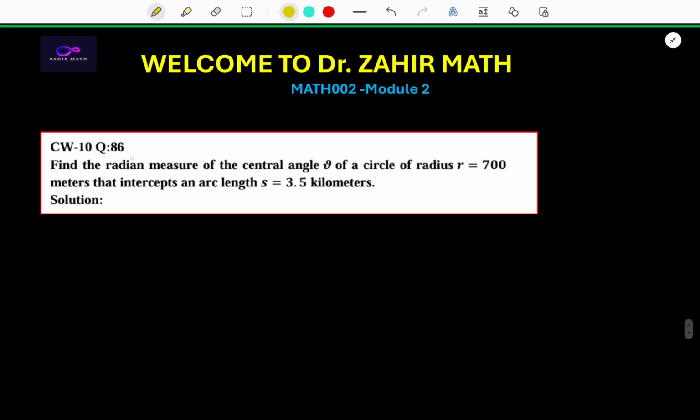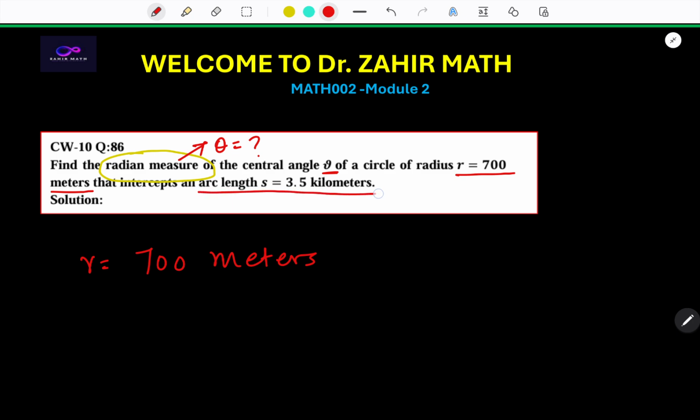Find the radian measure. What do you mean by radian measure? They are asking theta, so the question is theta. Of the circle of radius 700 meters, so R is given as 700 meters, that intercepts the arc length 3.5 kilometers. So S is equal to arc length, which is given as 3.5 kilometers.